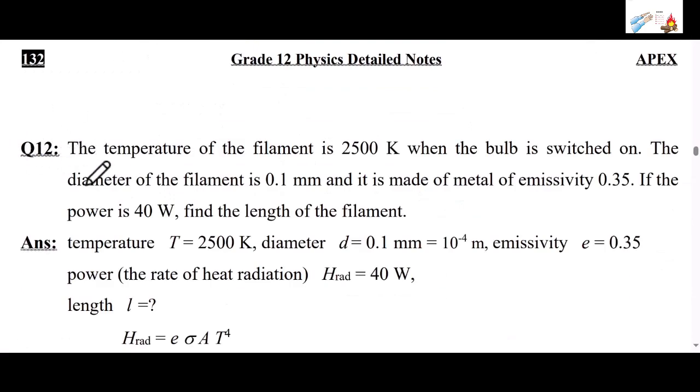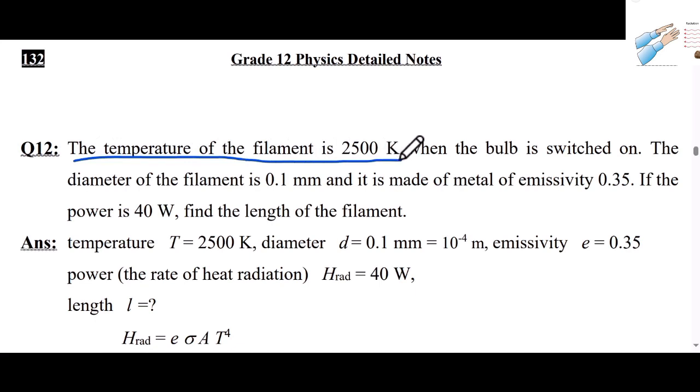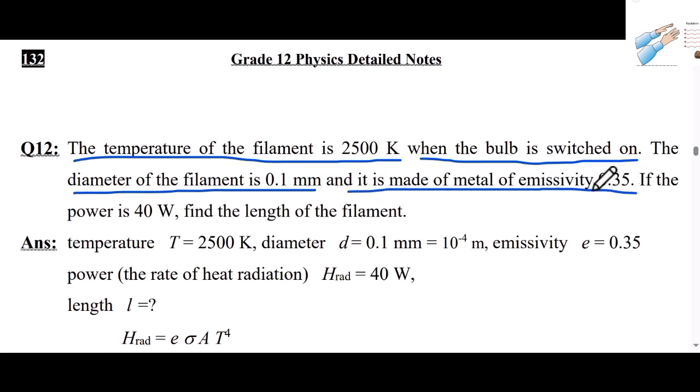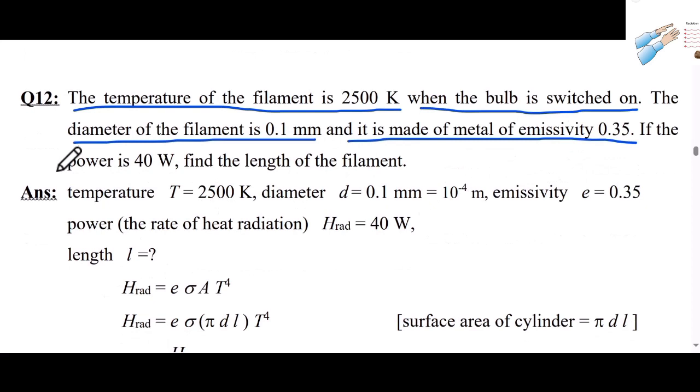Question number 12. The temperature of the filament is 2500 Kelvin when the bulb is switched on. The diameter of the filament is 0.1 mm and it is made of metal with emissivity 0.35. If the power is 40 watts, find the length of the filament.